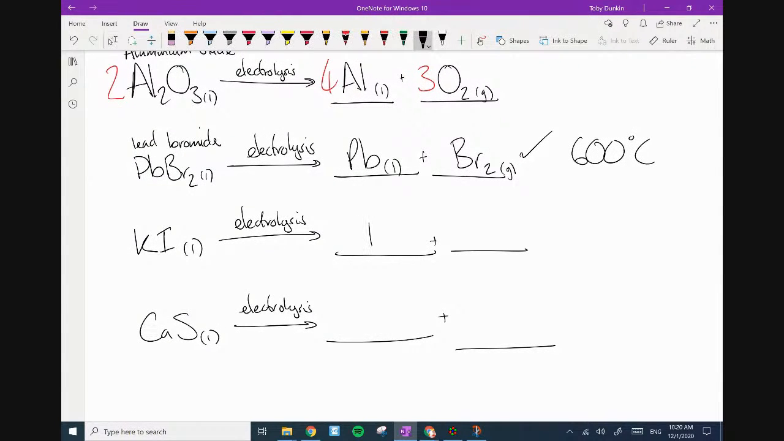Potassium iodide. I'm going to form liquid potassium metal. That's a really, really bad idea, by the way. That's explosive when it's a solid, let alone when it's at 500 degrees. It's a really bad idea. Iodine. Got to balance it now. So that becomes a 2 there and a 2 there.